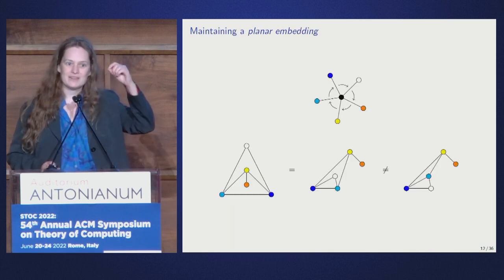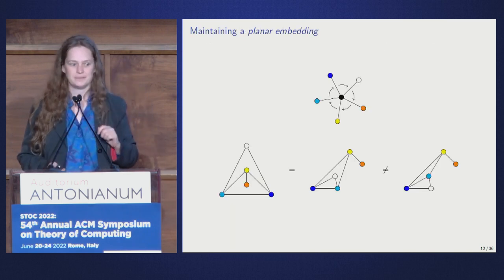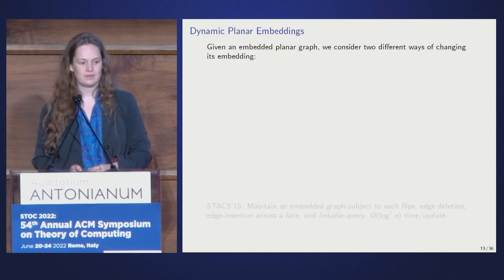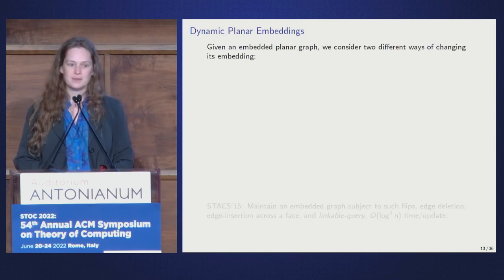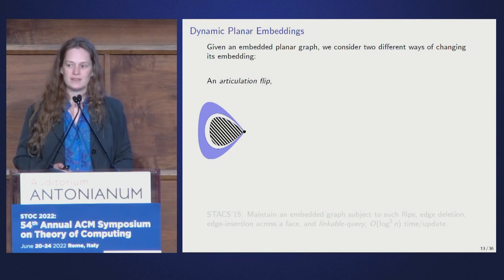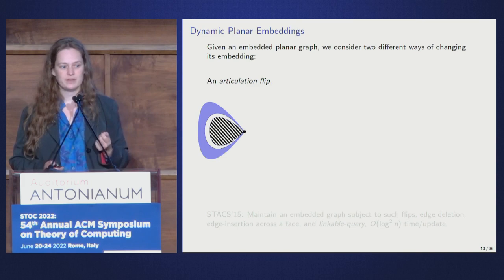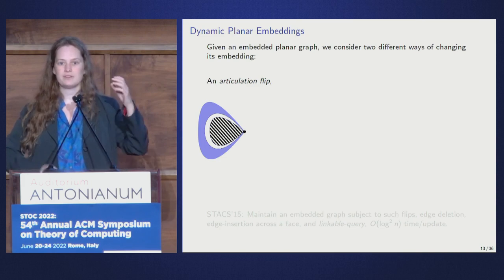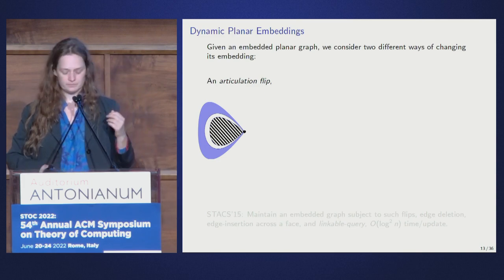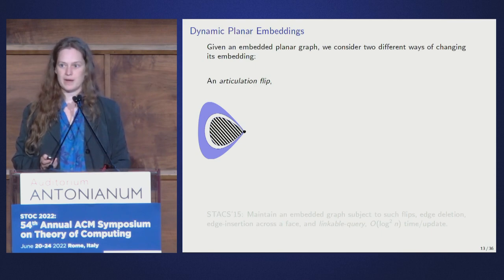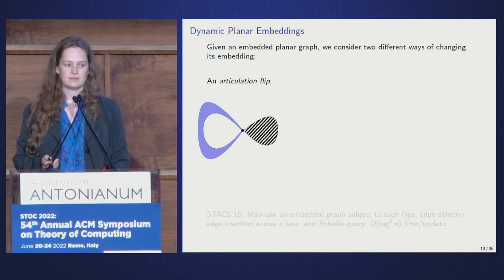And this is the kind of embedding that I can make few changes in. So how do we actually change an embedding? Well, one thing is that you can have a cut vertex, also called an articulation point, and that cuts the graph into two parts. And you can think of taking one of the parts and moving it into another face of the rest of the graph, like this.